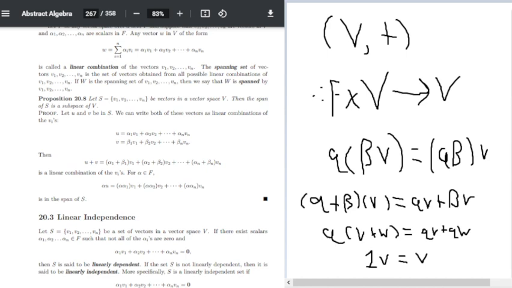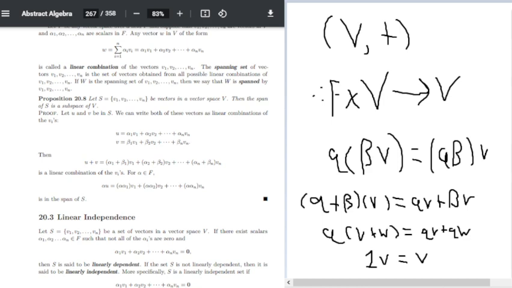Proposition 20.8. Let S equal v1, v2, all the way to vn, be vectors in a vector space V. Then the span of S is a subspace of V. Proof. Let u and v be in the span of S. We can write both of these vectors as linear combinations of the vi's, as u equals a1 v1 plus a2 v2 all the way to an vn, and v equals b1 v1 plus b2 v2 all the way to bn vn.